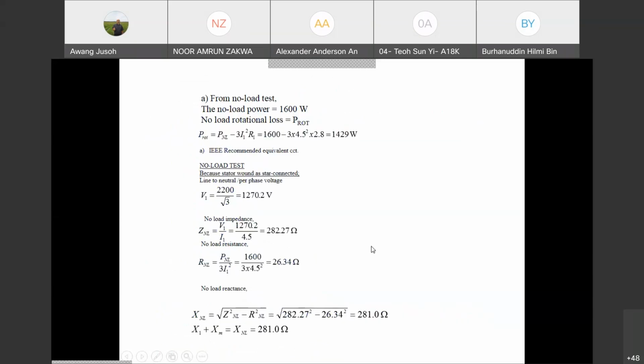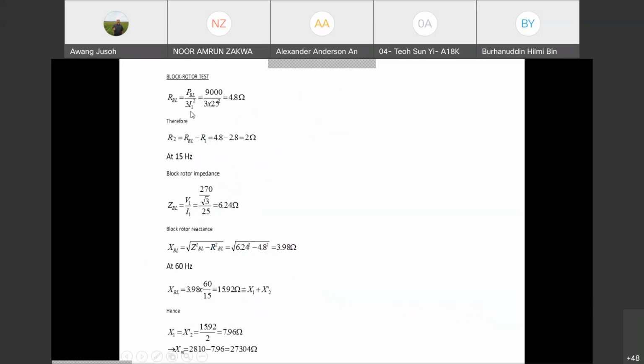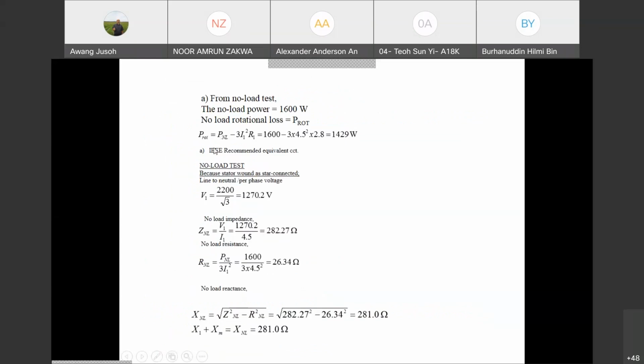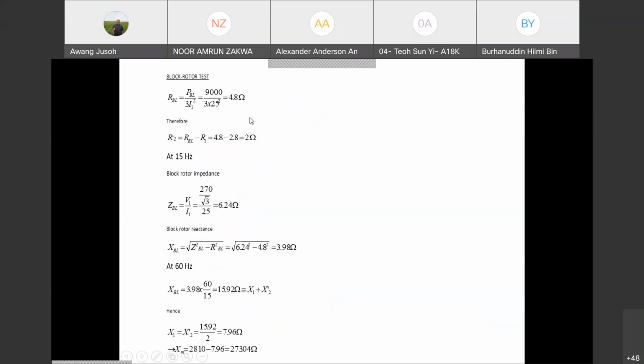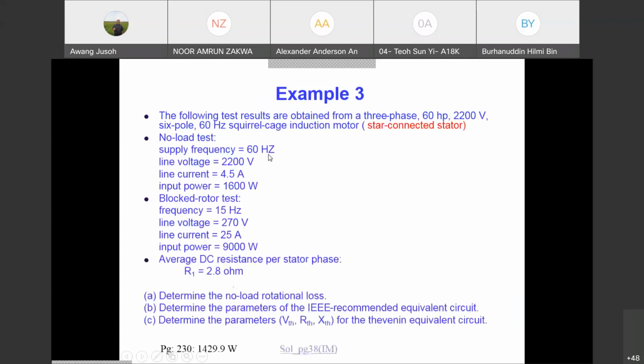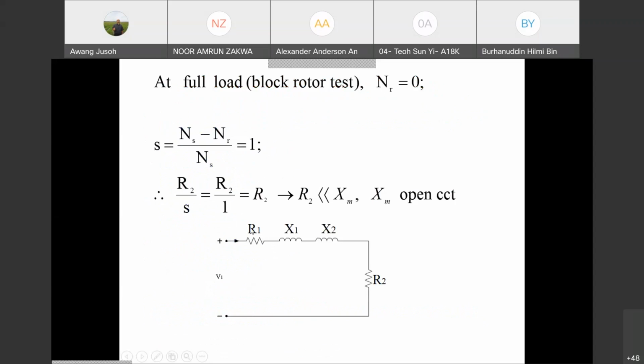9,000 watt. So you can find the RBL per phase, RBL block rotor per phase. So 9,000 divided by 3 gives the per phase power, divided by 25 amp squared, because current now is 25 amp flow. Then you get the RBL per phase. If you see the circuit just now, what is the resistance here? R1 and R2. That means RBL equals R1 plus R2.